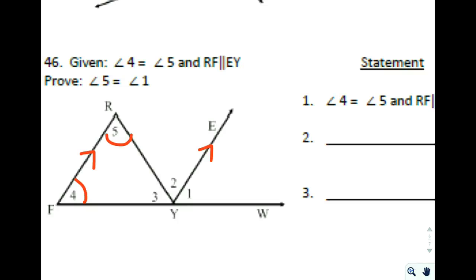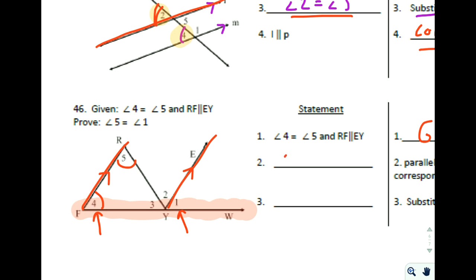Well, let's look at what corresponding angles we might have that go along these two lines. Since our only transversal is going to be this one here, our only corresponding angles would be angle 4 and angle 1 along that transversal. So angle 4 and angle 1 have to be the angles we're talking about.